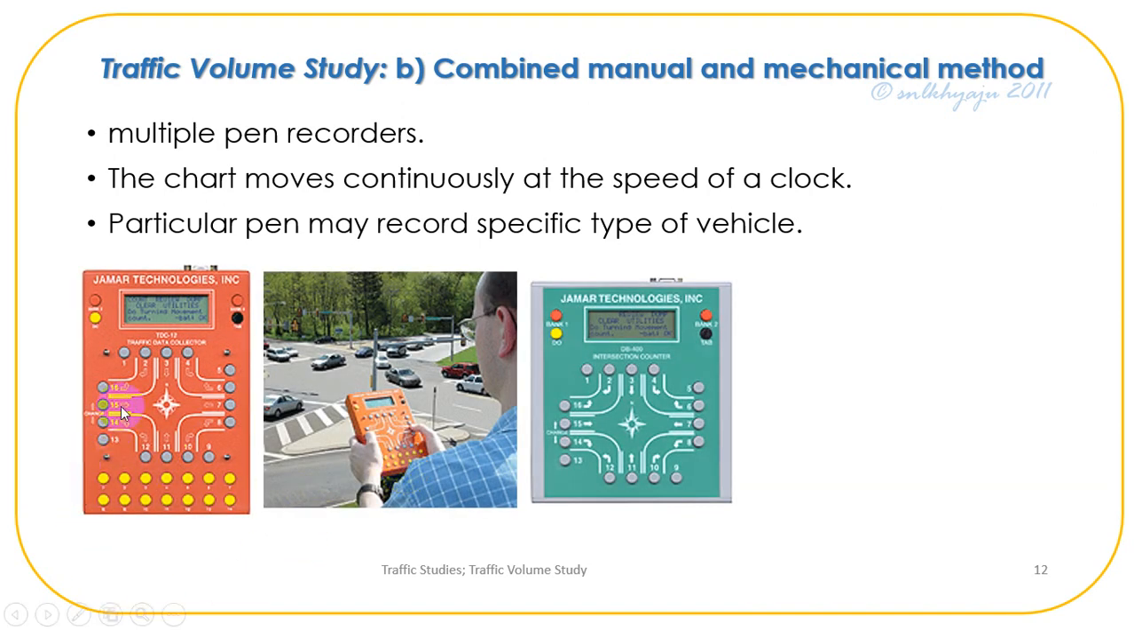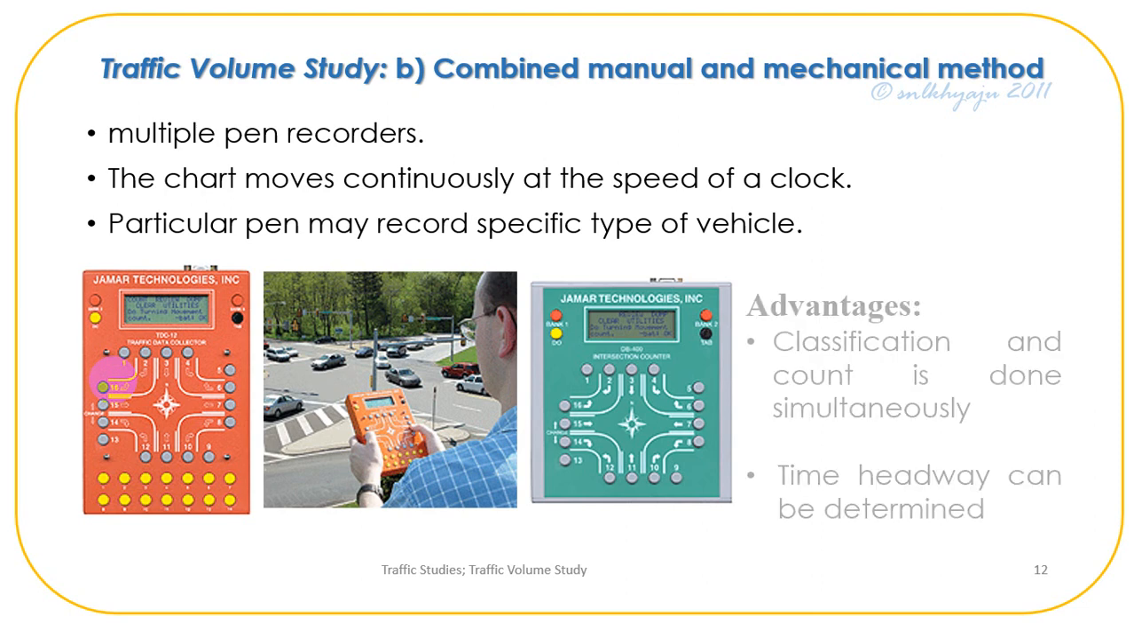And this is the mechanical device, and each button is used for a respective vehicle for a respective direction. It records the vehicle count at a specific time period, in which the vehicle turns left, right or goes straight. And the advantages of combined methods are classification and counts are done simultaneously. Time headway can be determined.